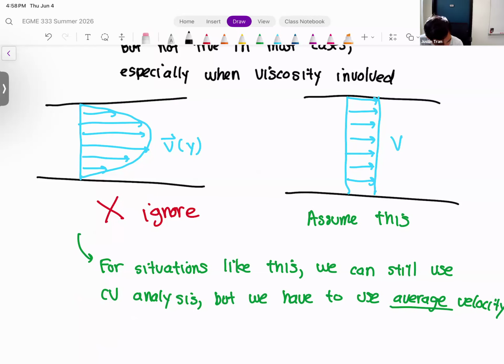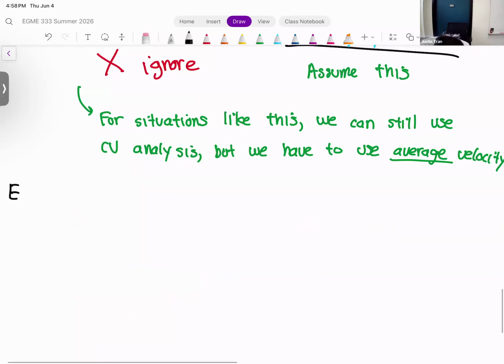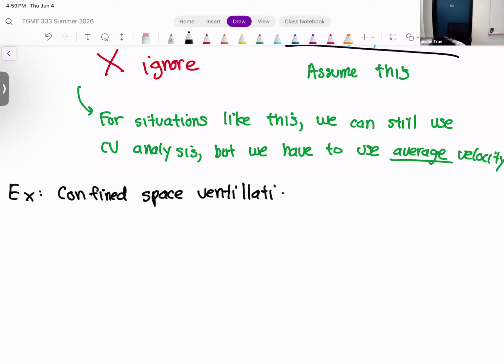Okay, all right, so let's go ahead and do our first example here. Okay, so with this first example, let's do control volume analysis of an HVAC system, right? So we're going to look at a problem where we want to design a system to ventilate a room. Okay, so let's say that we have a certain room in a certain building, and its dimensions are 10 feet by 6 feet by 6 feet.